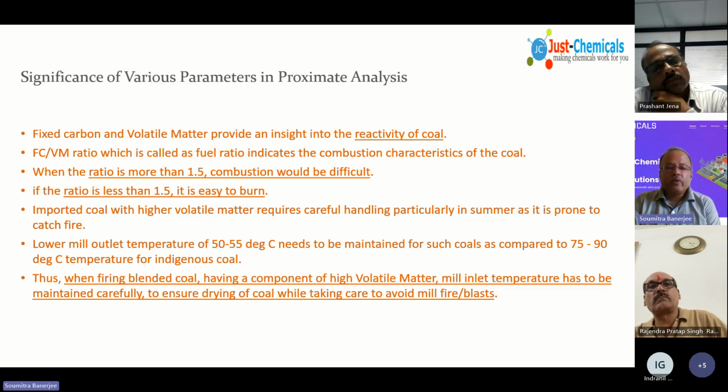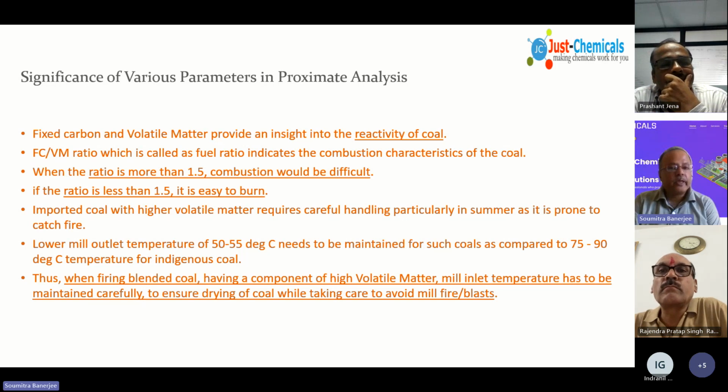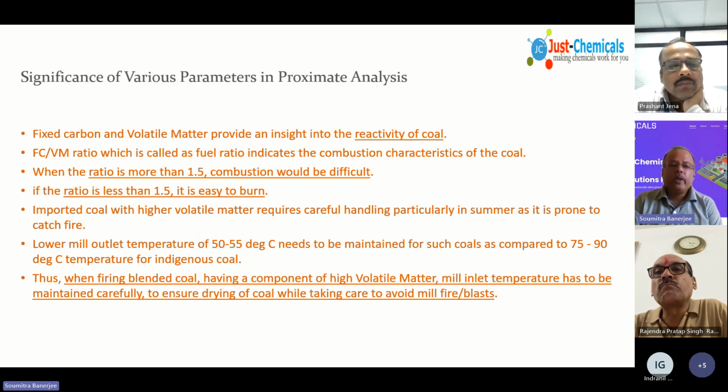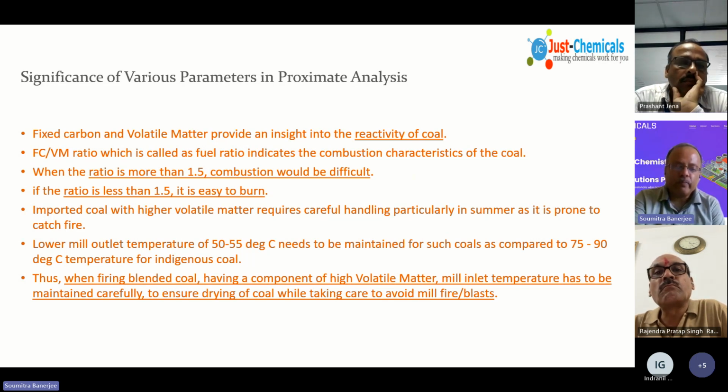The imported coal with higher volatile matter requires very careful handling, particularly in summer, as it is prone to catch fire. In PF boilers, we have had many mill blasts, so lower mill outlet temperatures need to be maintained as compared to 75 to 90 degrees with our indigenous coal. Thus, when firing blended coal with a component of high volatile matter, mill inlet temperature has to be maintained carefully to avoid any mill blast or fire.